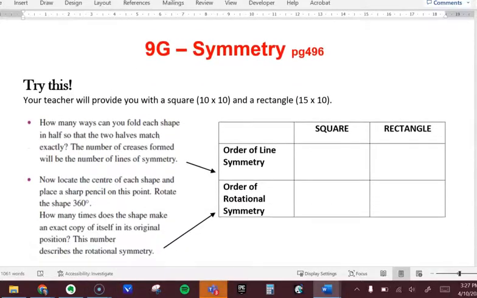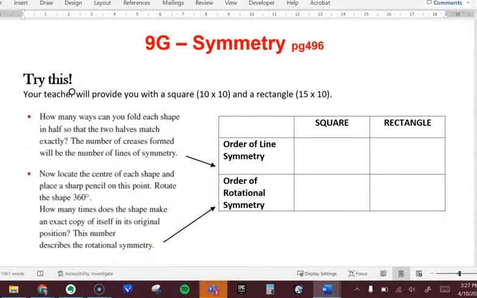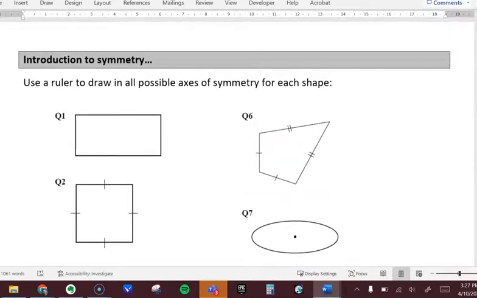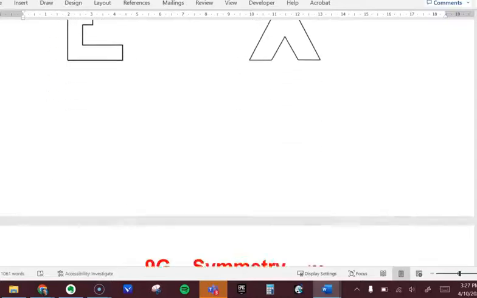All right, we are talking about symmetry. I'm going to explain about symmetry, and then you're going to go back and have a go at using a ruler to draw in all the possible axes of symmetry. So what are we talking about?